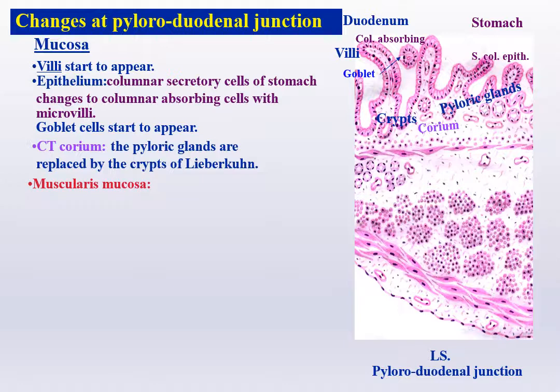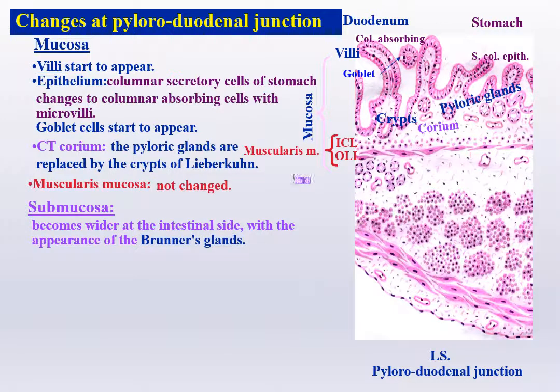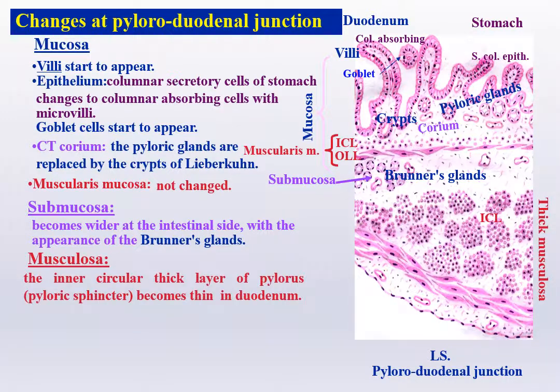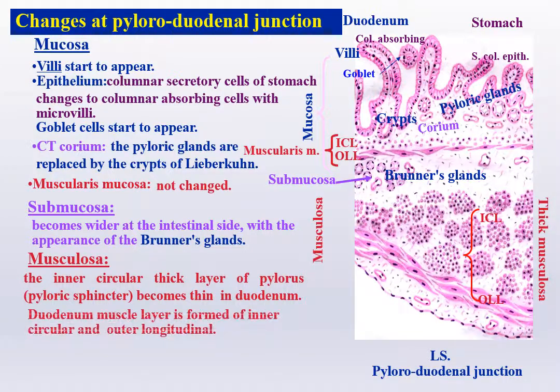Muscularis mucosa passes unchanged. Submucosa. It becomes wider in the duodenum and contains Brunner's glands. Musculosa. The inner circular thick layer of the pylorus, the pyloric sphincter, becomes thin in the duodenum, as its muscle layer is formed of inner circular and outer longitudinal.